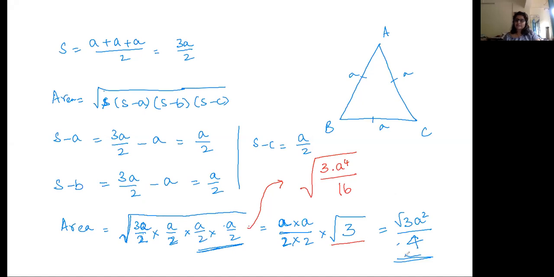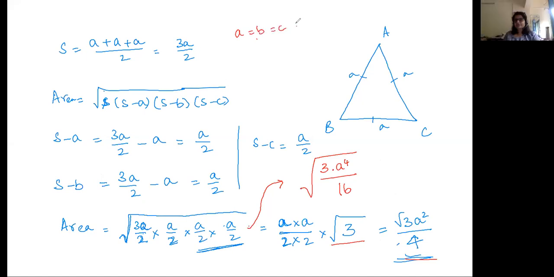So this is the formula for area of an equilateral triangle. Then, how did you say that s minus b is a upon 2? Because in an equilateral triangle all sides are equal. So basically because it's an equilateral triangle, all sides are the same.